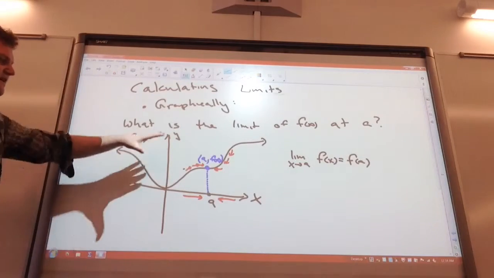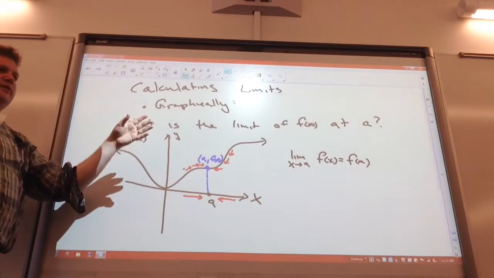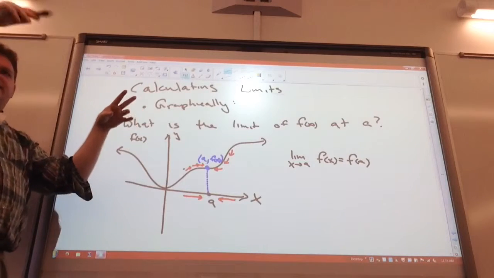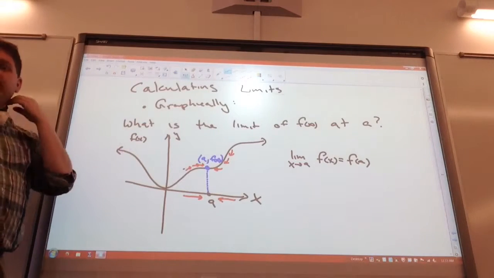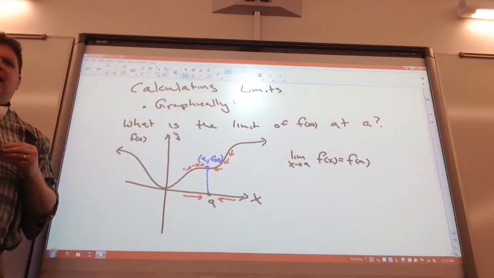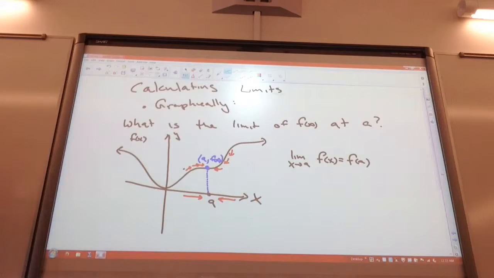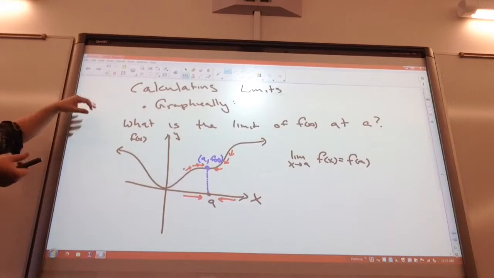But these things can get more complex. There could be a jump here. The graph could be doing something really weird, like going up and down, up and down, up and down really quickly at a certain point. It could be doing lots of things like that. And when that's the case, obviously the limit gets affected. It becomes difficult to tell what's going on here. But so far, this is what we've got. Any questions about graphically? Alright, let's take a look at a few graphical examples before we move on to calculating limits numerically.